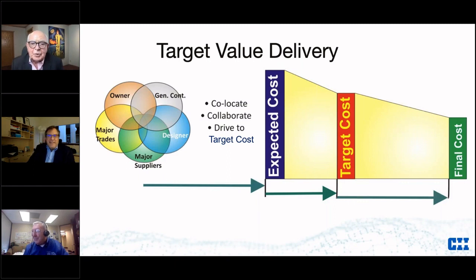So I've been using this word target value delivery, and I mentioned expected cost and target cost. This gives perhaps a clearer sense of it. On the left is the multiple party contract: owner, general contractor, designer, suppliers, trades, a single contract. It could be IPD, or it could be progressive design-build, with the owner off to the side. We like to do co-location.